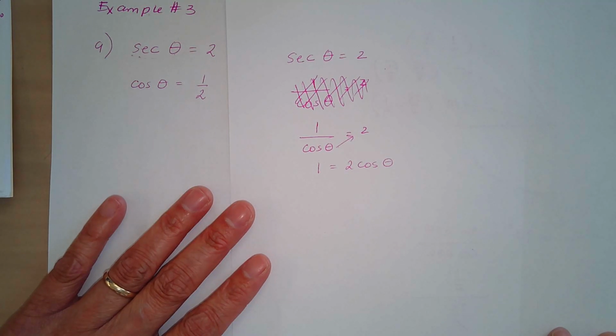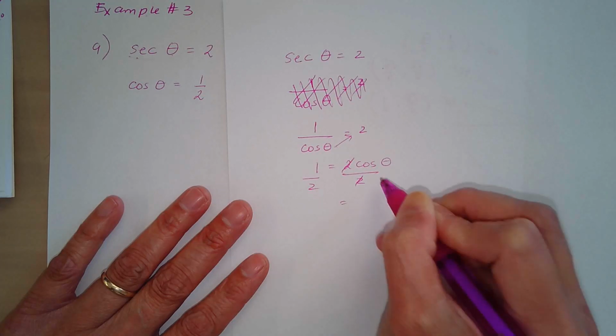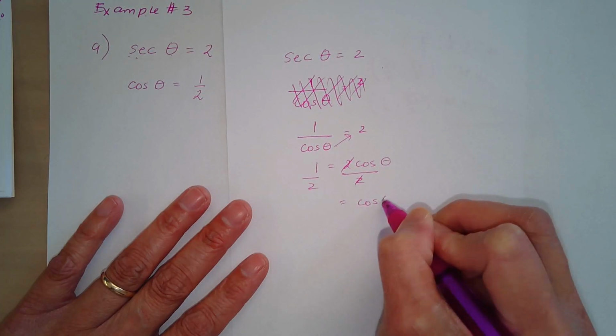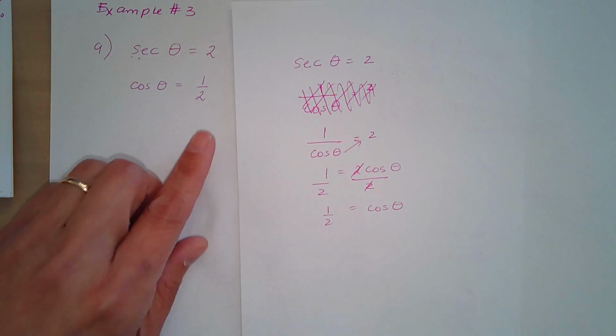Now you're probably starting to see it. Divided by 2, divided by 2. So cos theta equals a half. Yeah, so cos of theta is equal to half.